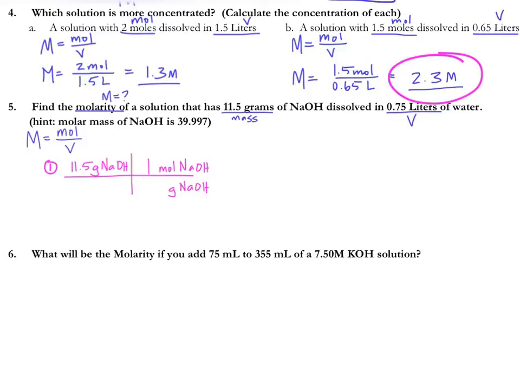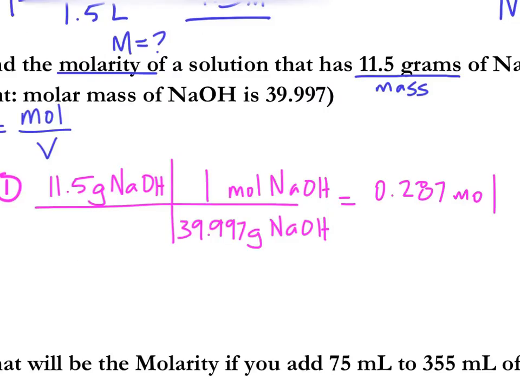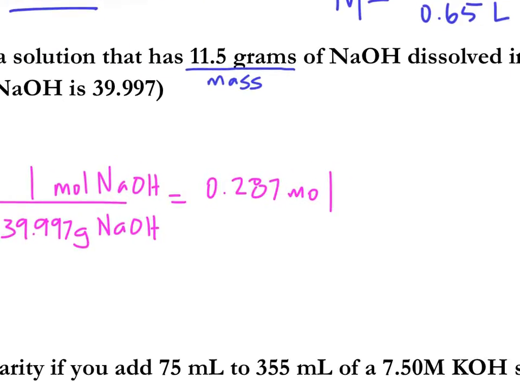So your hint said that the molar mass of sodium hydroxide is 39.997. So it's telling you the molar mass of sodium hydroxide, 39.997. So in other words, if you took the mass of sodium plus the mass of oxygen plus the mass of hydrogen, you would get 39.997. So after I calculate this, I get 0.287 moles of NaOH.